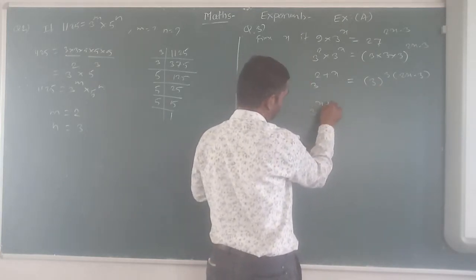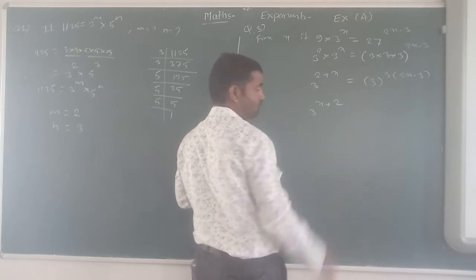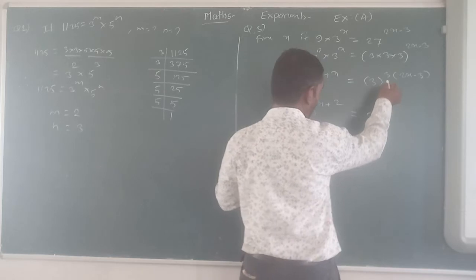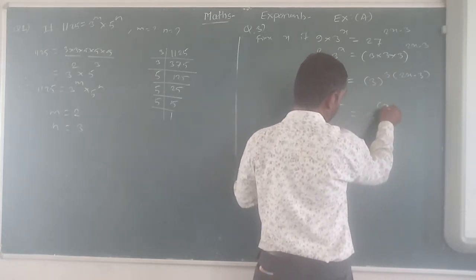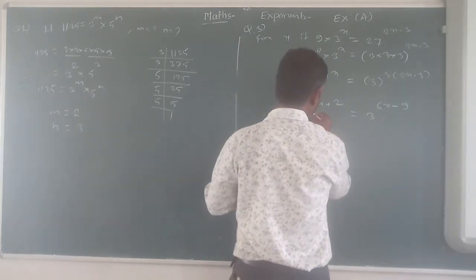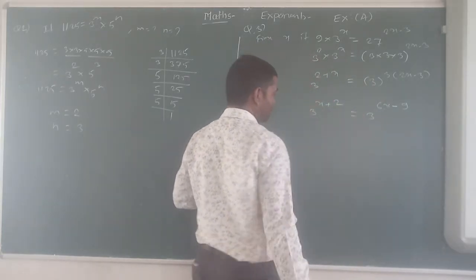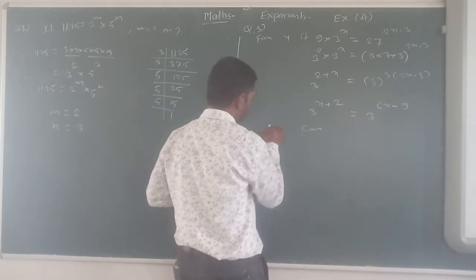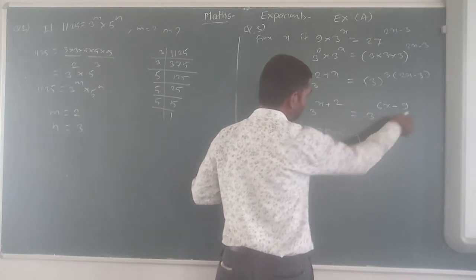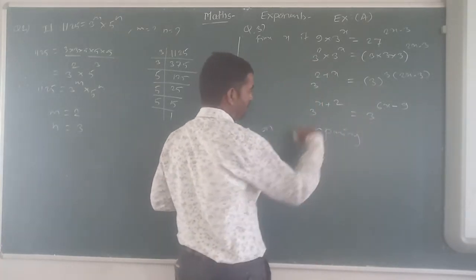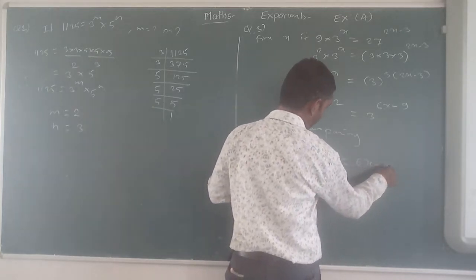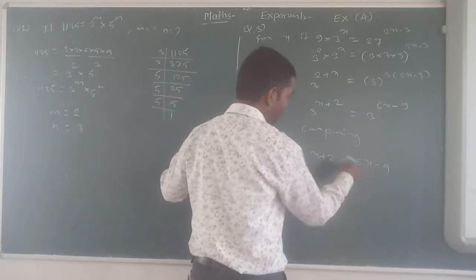Here we can write it again as 3 raised to x plus 2. I have written 2 plus x or x plus 2, it is the same. So 3 raised to x plus 2 equal to 3 raised to 6x minus 9. Both sides the base is the same. So on comparing, if both terms have the same base 3, then their powers are also the same. So x plus 2 is equal to 6x minus 9. Now we can solve.